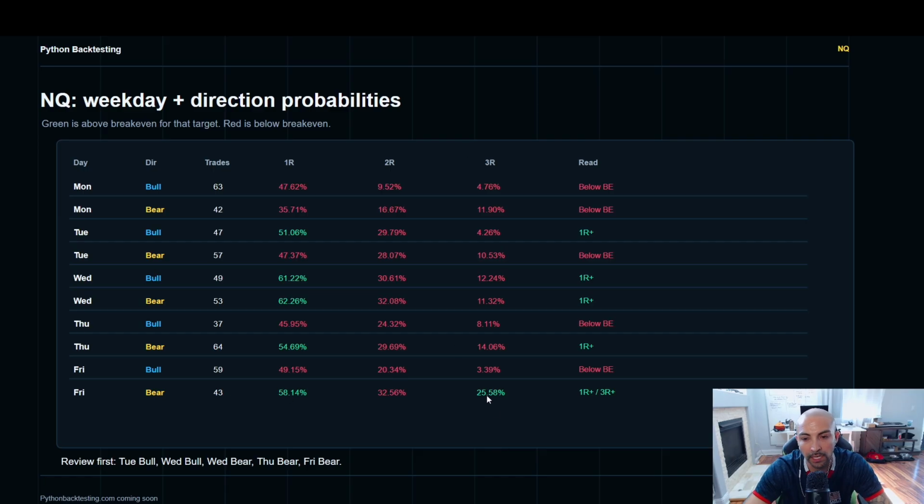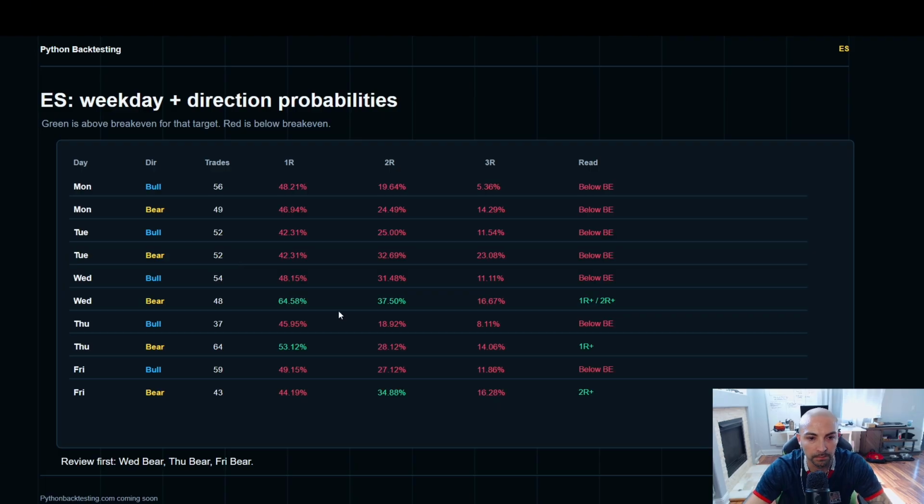And look at that. Break even for a 3R strategy is 25%, I believe. So this one is just profitable even on a 3R, but that might be something to look at for runners. All right. ES, best day profitability-wise, Wednesday, bear market 64%. And even on a 2R, it was a profitable strategy. Thursday, short trade 53%. And then Friday, short trade for a 2R, just above profitable.